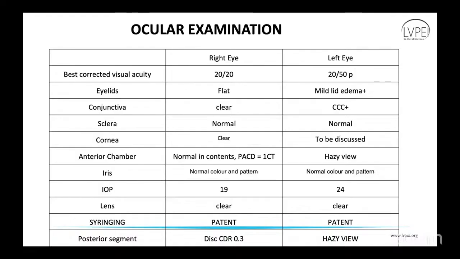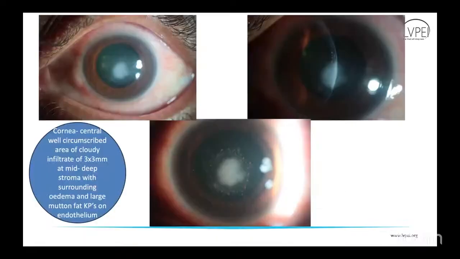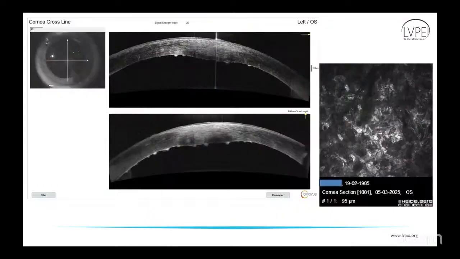The right eye was unremarkable. And coming to the left eye, there was a mild lid edema. And this is her slit lamp picture, where we could see a central well circumscribed 3 by 3 mm mid-deep stromal infiltrate, with surrounding edema, and large mutton fat KPs present on the endothelium. There were no AC cells. The same findings could be seen on the anterior segment OCT, the infiltrate involving the deep stroma with corneal edema and underlying mutton fat KPs up to the endothelium.